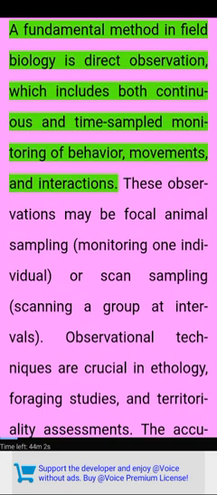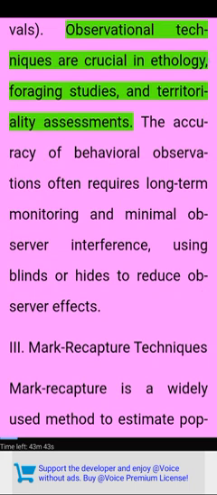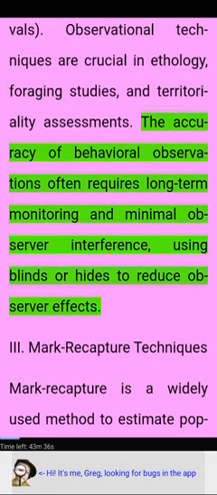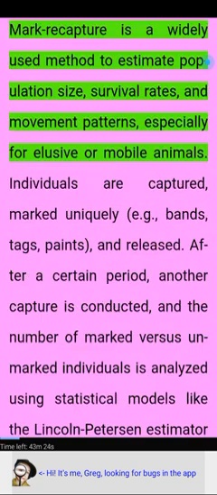2. Observational methods. A fundamental method in field biology is direct observation, which includes both continuous and time-sampled monitoring of behavior, movements, and interactions. These observations may be focal animal sampling, monitoring one individual, or scan sampling, scanning a group at intervals. Observational techniques are crucial in ethology, foraging studies, and territoriality assessments. The accuracy of behavioral observations often requires long-term monitoring and minimal observer interference, using blinds or hides to reduce observer effects.